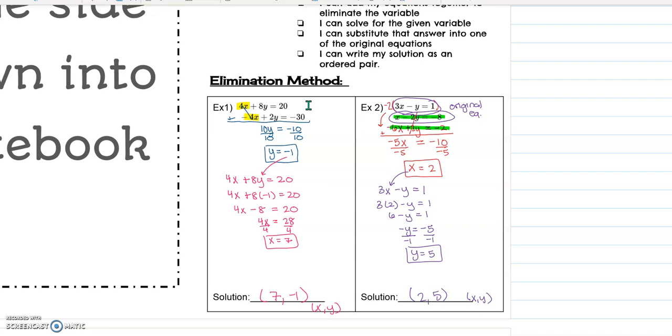So again, you might have to multiply one equation, might have to multiply two equations, but always go back and substitute to the original equation. All right, let's go on and look at the back page.